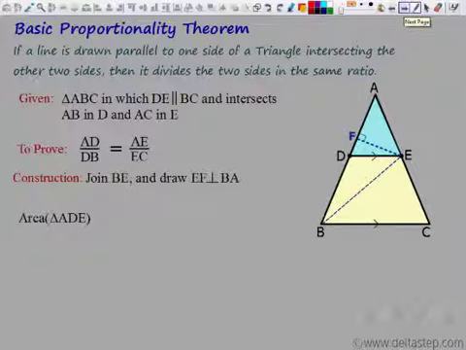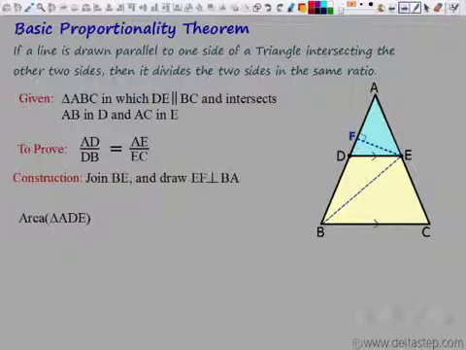In this triangle, if I want to find the area of this triangle, that is this blue shaded region, then how do we find the area of a triangle? It is given by half into base into height. So all I need is base and height. To find the base of this triangle, any of the sides can be base. So let us say that AD is the base of the triangle ADE.